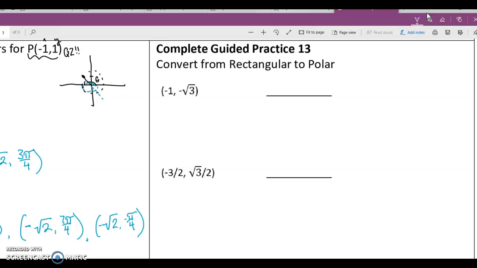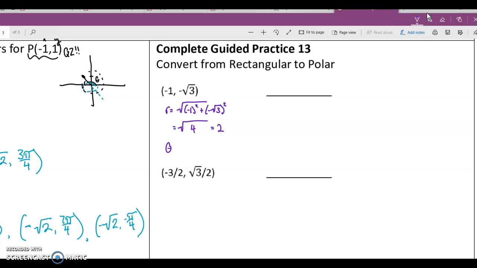All right, first one here, finding our r value. R is equal to square root of negative 1 squared plus negative square root of 3 squared. So r is equal to 1 plus the square root of 3 squared is 3, so 1 plus 3 is equal to 4. My radius is equal to 2.